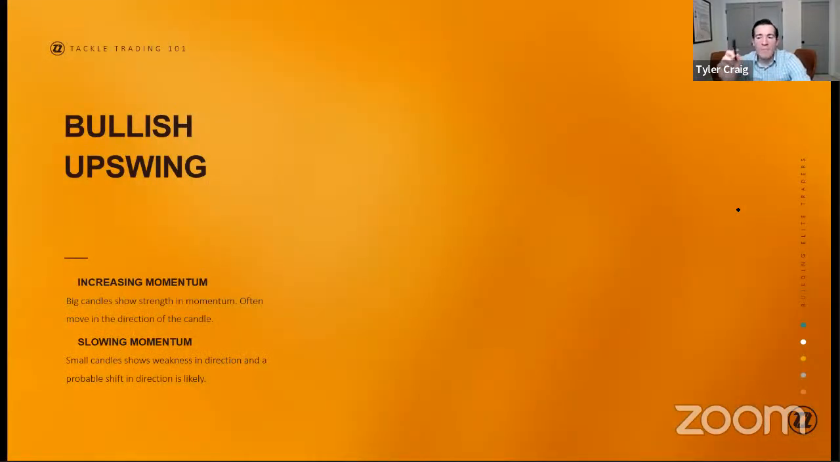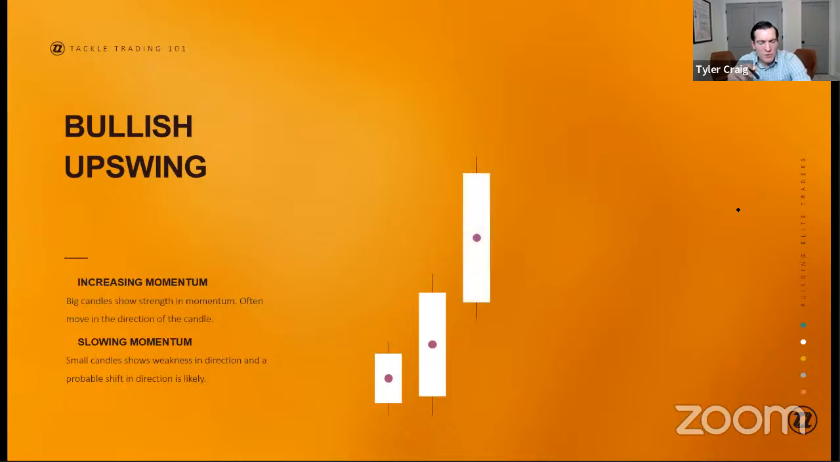So momentum, just to put a fine point on this, big candles show strength and momentum. So when you're getting these big bars, buyers are in control, and they're in serious control. Big range, a lot of movement.